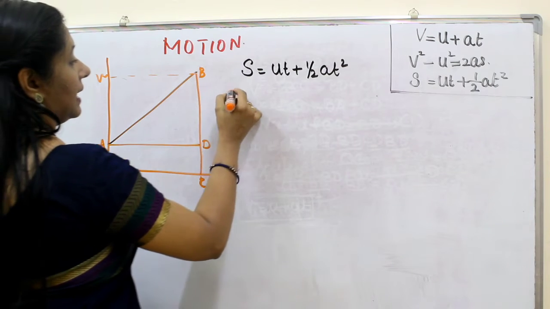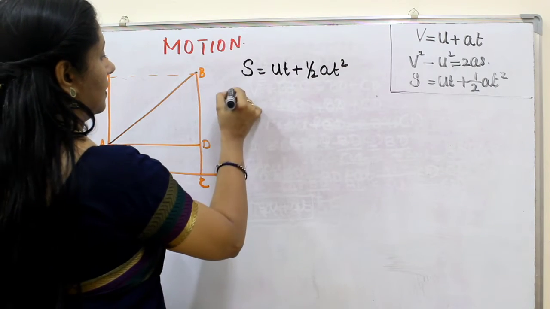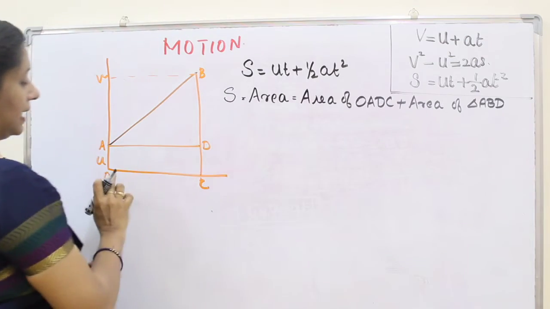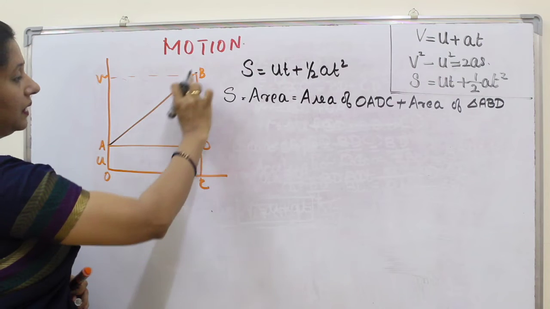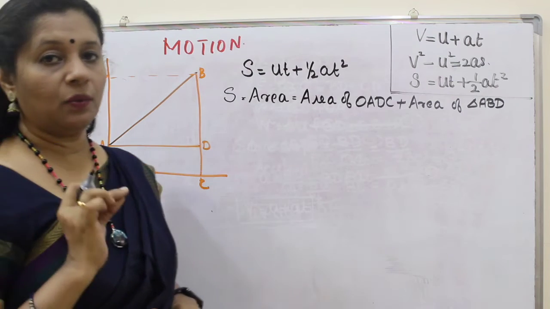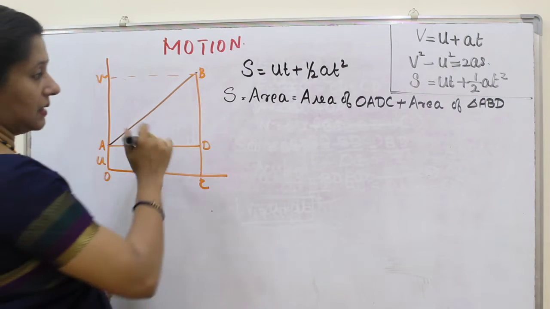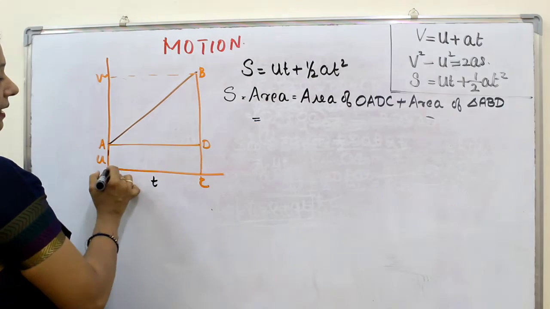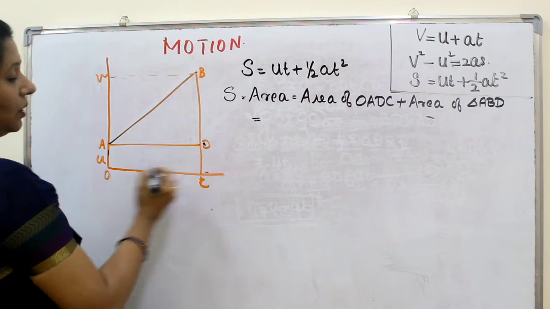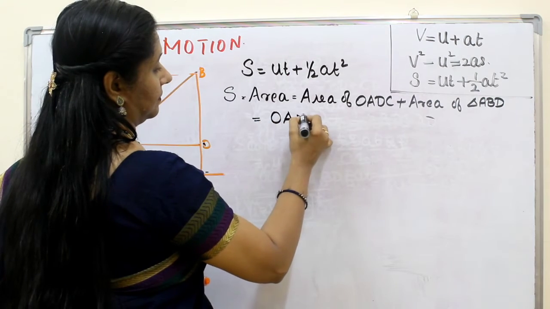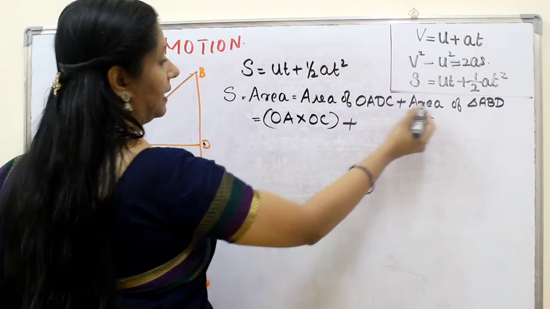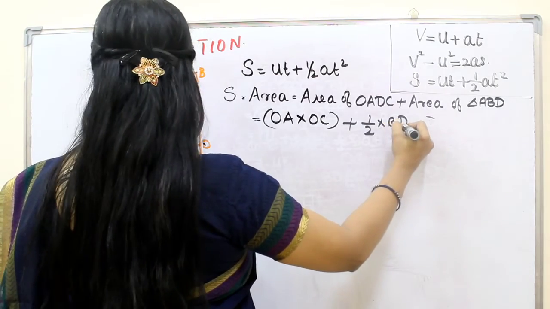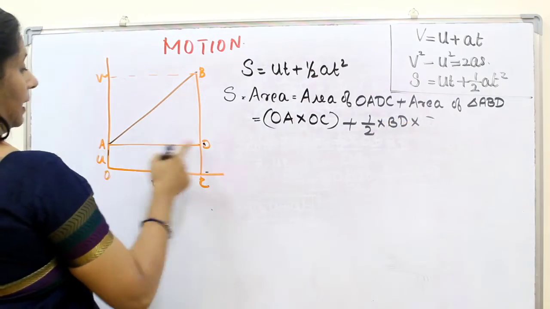Now we can find out S is equal to area. So area means what? Area of the rectangle OADC plus area of the triangle ABD. If you add, you will get the total area under this VT graph. What is the area of rectangle OADC? OA into OC. Plus area of triangle ABD will be half into BD into AD.